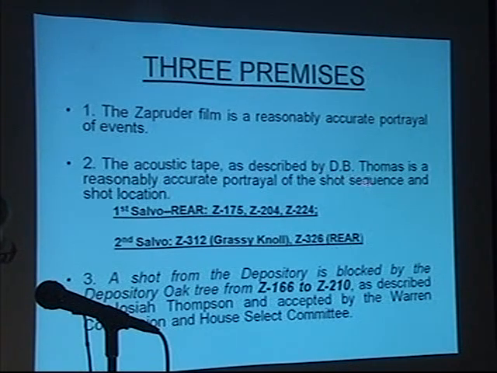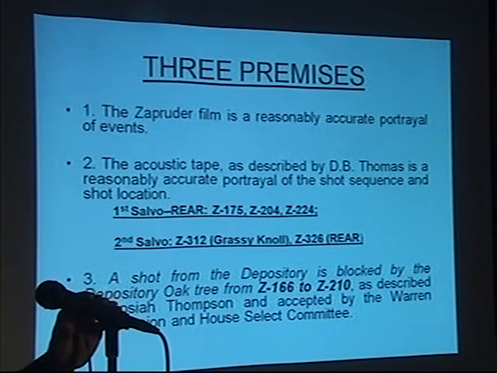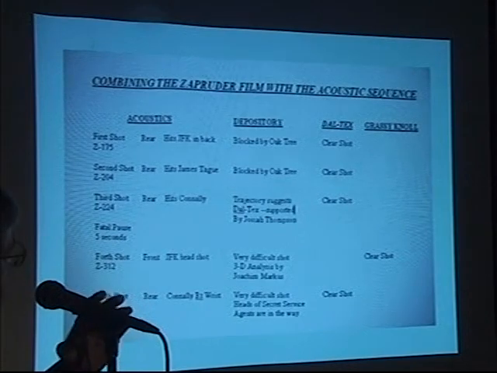The acoustic tape, we're accepting the sequence as described by D.B. Thomas, and then the fact that the depository is blocked at 166 to 210. Next slide. And so let's talk a little more about the first shot. Next slide.